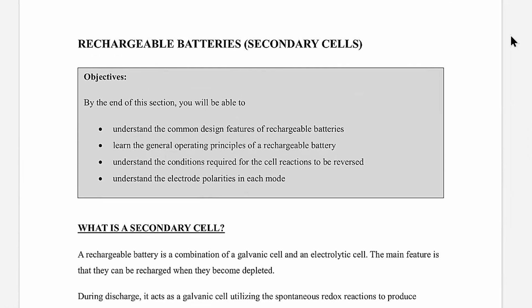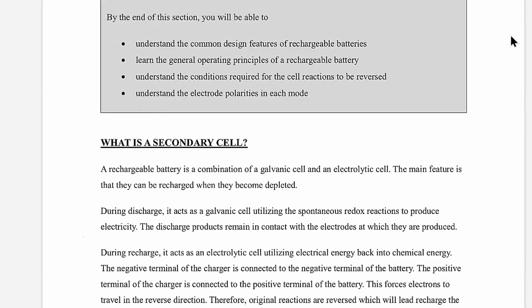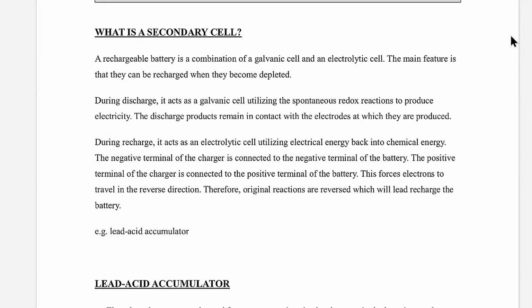So we try to learn rechargeable batteries. With your current knowledge, you can understand this concept. Rechargeable battery means what? Discharge and recharge, both happening. When it is discharging, it's a galvanic cell. When it is recharging, it's an electrolysis process. So both are happening. That's the whole concept about it.